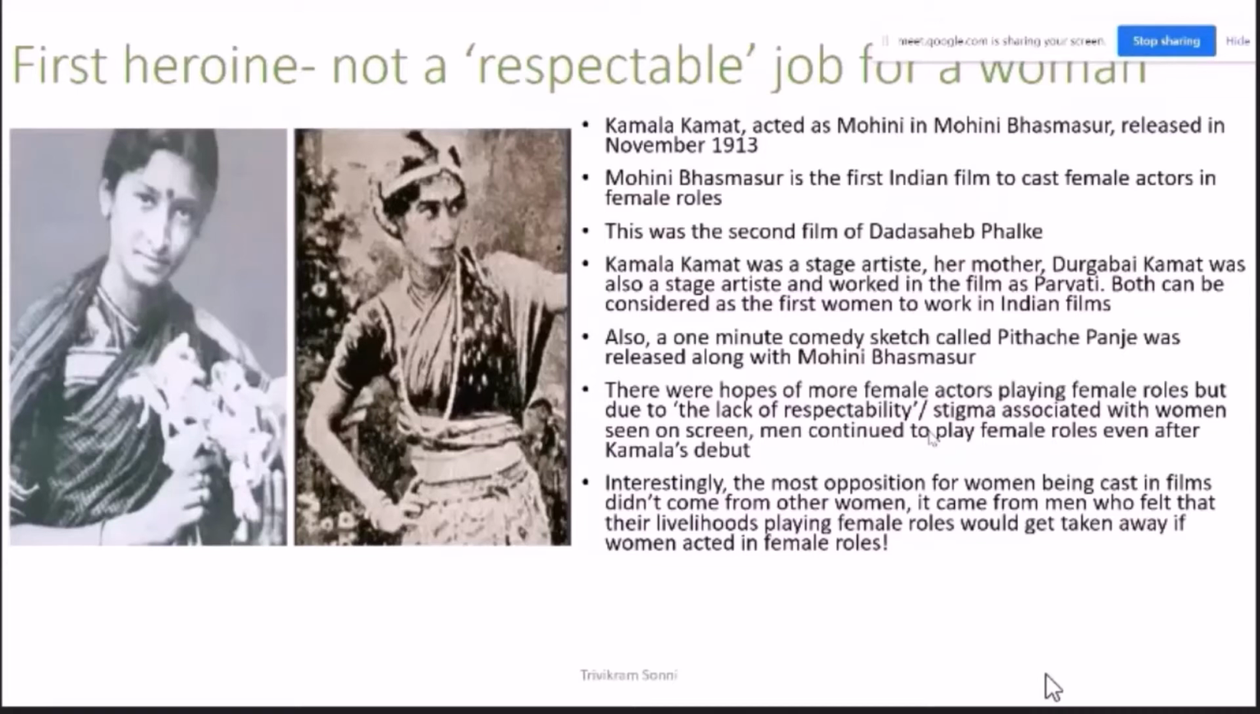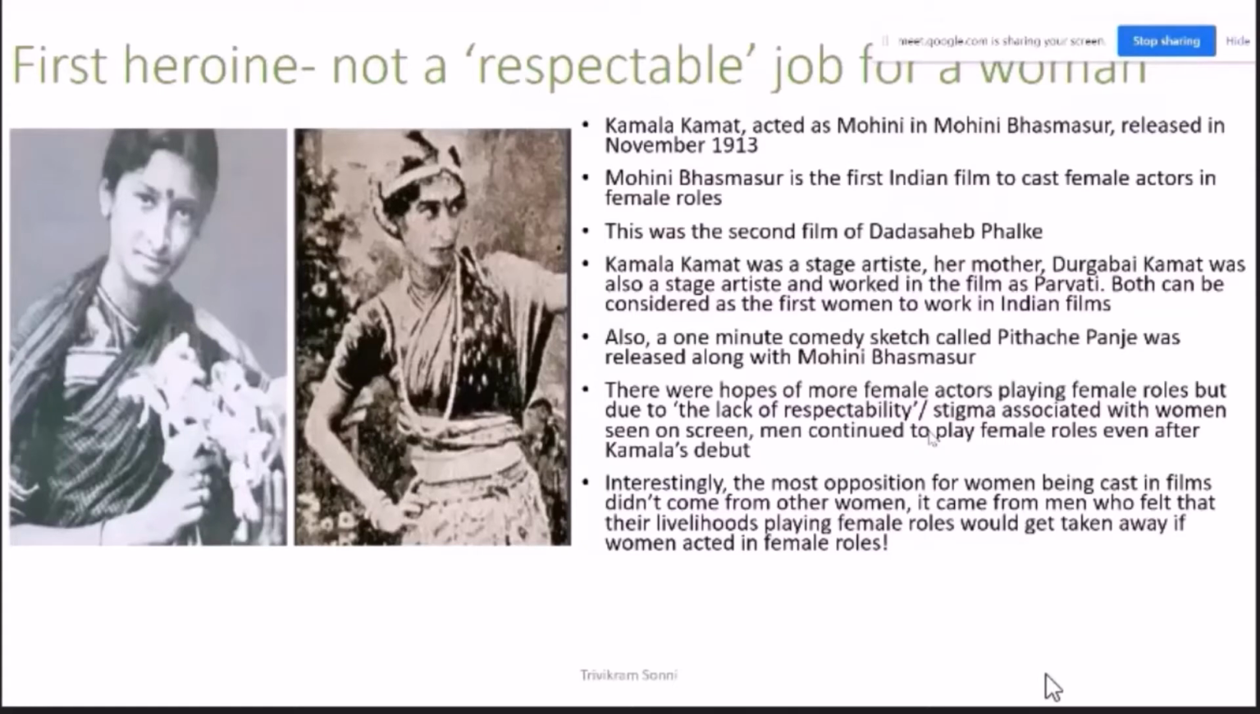Because female actors had started playing female roles, there were hopes that more women would come forward and act. But unfortunately, that did not happen due to the stigma or the lack of respectability for women to be seen on screen working with men. So men continued to play female roles even after Kamala and Durgabai's debut on screen.